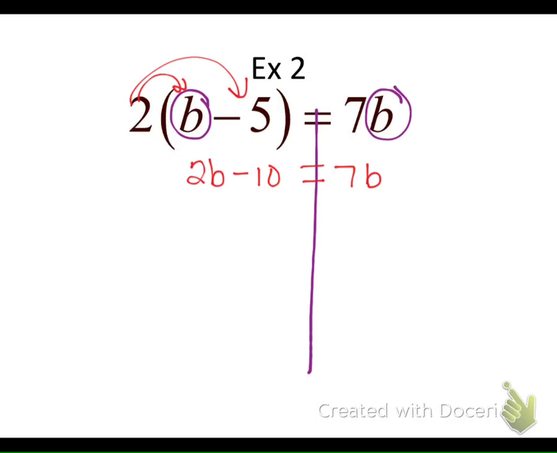Good. So we look at 2b and we look at 7b. 2b is my smaller one. It's a positive 2b, so to move that all the way from this side to this side, we're going to subtract that as Kaylon said. That's going to give you 5b. Then you bring down the minus 10. So what do I do now? 5b. Okay. Then you're going to bring it down to minus 10.